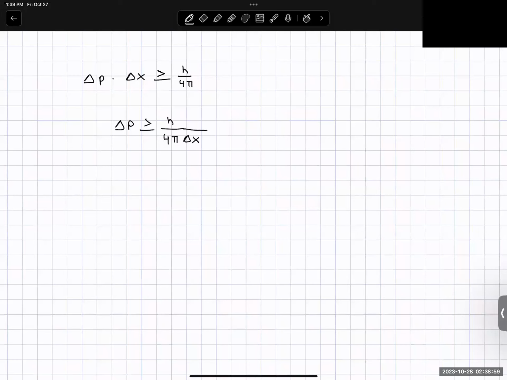So delta P is position, delta X. No, delta P is momentum, delta X is position. It's a physics thing. Once you take physics, you'll be like, okay, this is where they assigned it. Because you can't assign momentum with the M because that was already taken by math.